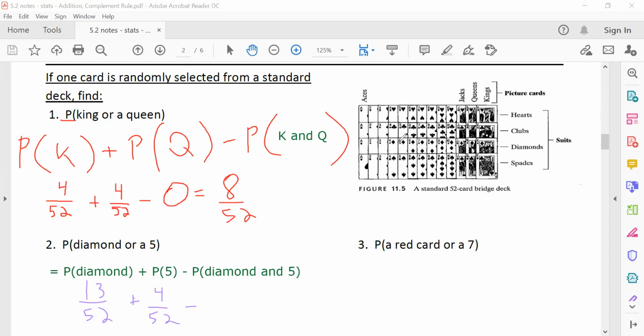Well, actually, there is a card in the deck that is both a diamond and a 5. The 5 of diamonds. So if you just added the probability of getting a diamond plus the probability of getting a 5, you're double counting the 5 of diamonds. So we need to subtract it off once, not twice. So it's still counted once, but we need to subtract it off so it's only counted once. And that reduces to 16 over 52, not 17 over 52.